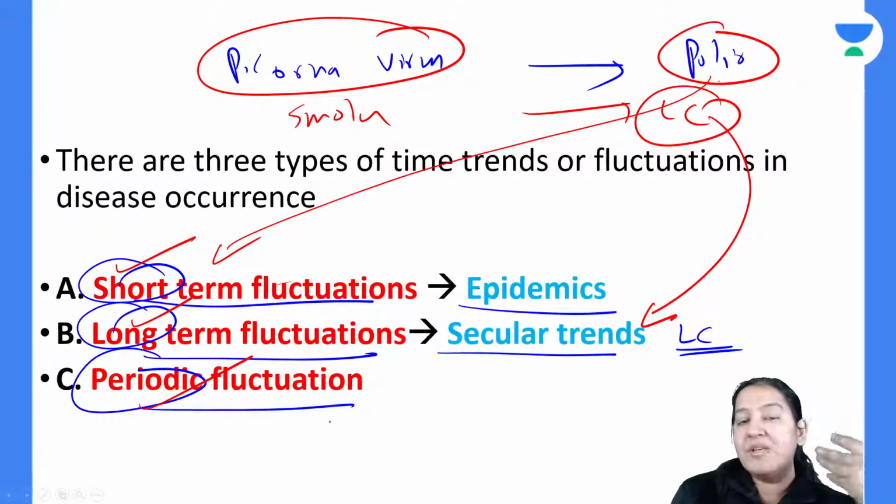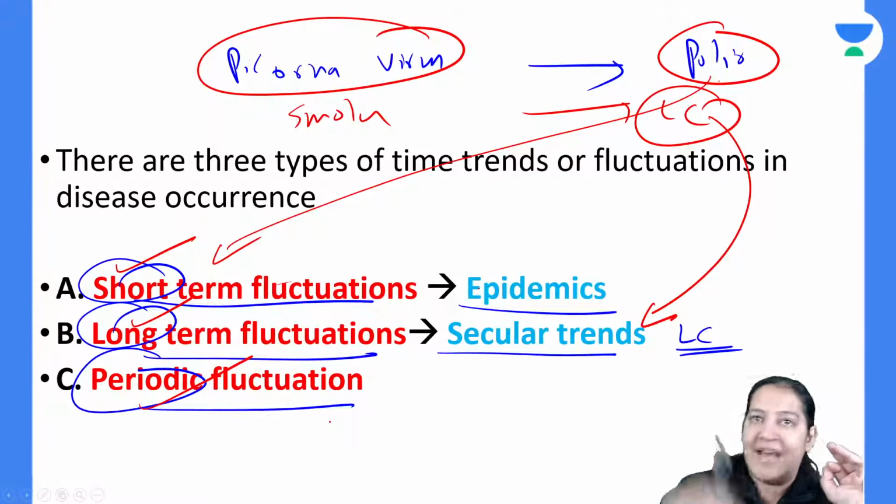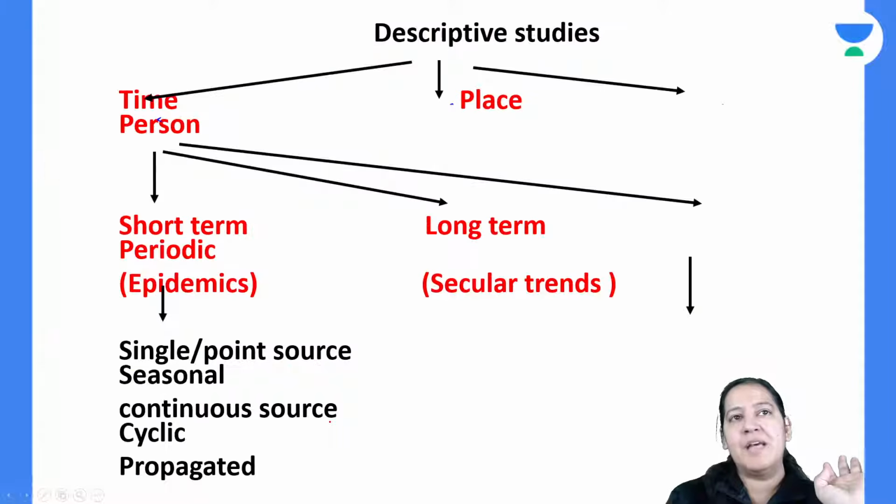Influenza comes in periodic fluctuation. There are many diseases which show periodic fluctuation. So your disease can fall in anything: short term, long term, periodic. Give me a thumbs up.